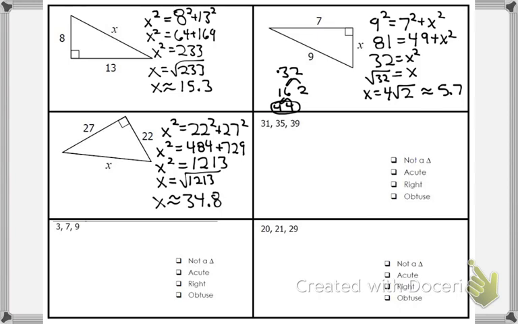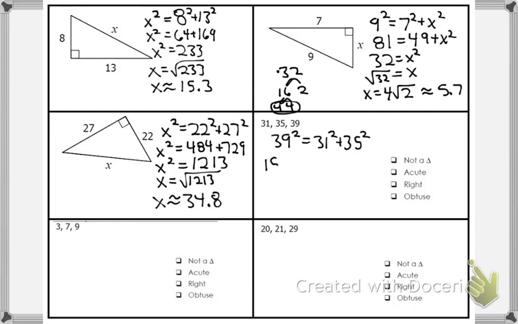Okay, so we went through and we did the Pythagorean Theorem. Now we're going to look at the converse. So in the converse, we have to set the longest side out in front by itself. 39 is the longest side, so 39 squared equals 31 squared plus 35 squared. Now we don't know if this is going to be equal, but we're just kind of putting that equal sign there as a placeholder to then see what the inequality is going to be.